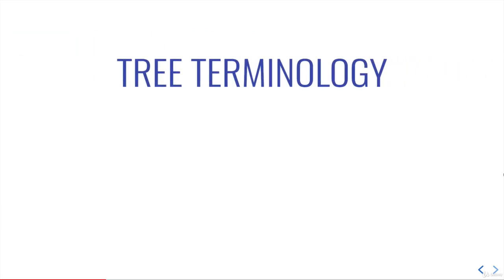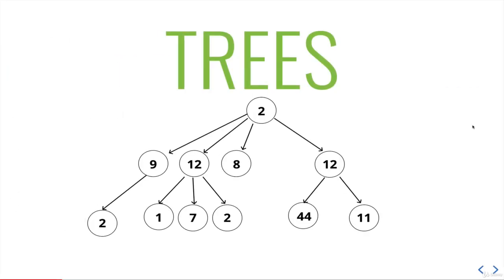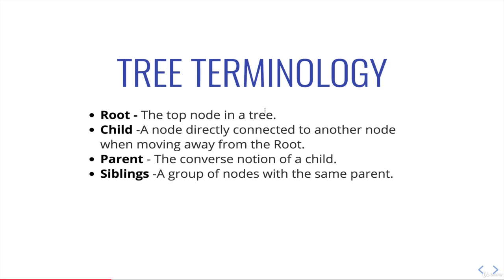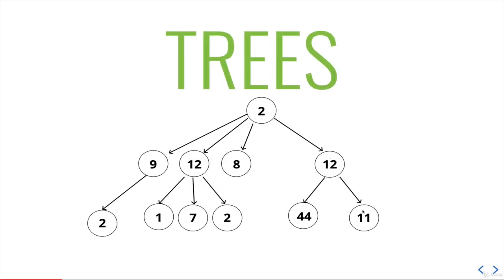So as I mentioned, there is some terminology. The root is the top node in a tree. So if we go back to this tree, this is the root. A child is a node directly connected to another node when moving away from the root. A parent is the converse notion of a child. I think those two make sense. Siblings are nodes that have the same parent. A leaf is a node with no children. On this tree, this is a leaf. It has no children. It's also a child of this node. This is the parent of this node.